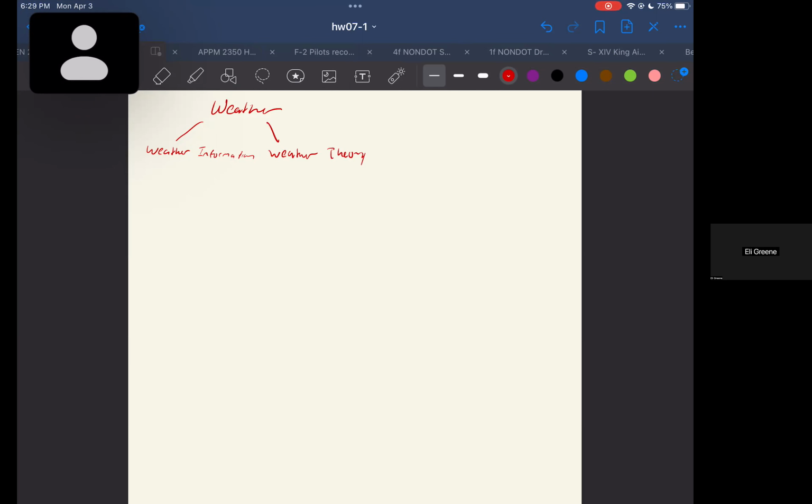We'll start off by talking about weather theory. Weather theory is easier to grasp to begin with, and then weather information will make more sense once we talk about weather theory. So essentially weather theory is going to be, why does weather get created? What are different factors that contribute to that? And then weather information is, how do we actually get that information when we're in the airplane? How do we interpret the information that we're given when we're in the airplane?